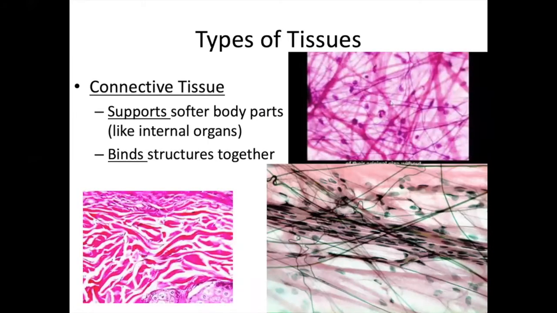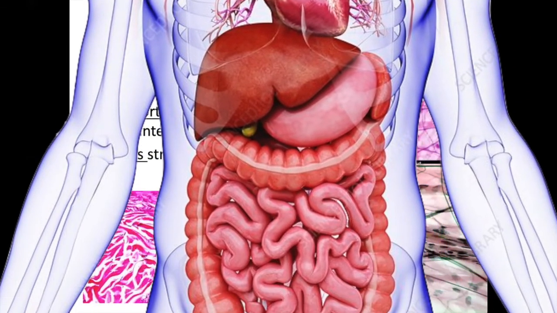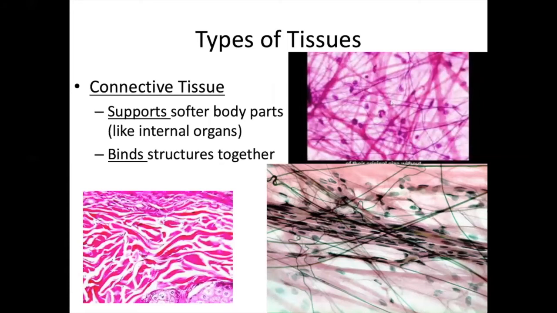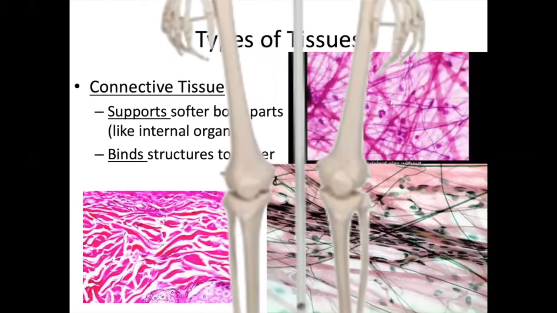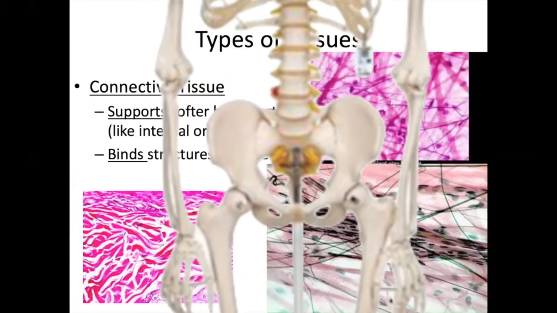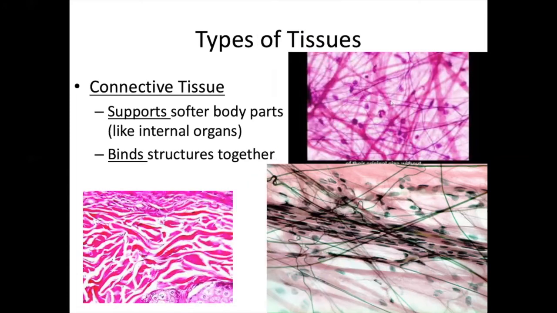Connective tissue. This is going to form support structures. This will support softer body parts like your internal organs, holding things in place. And it's going to bind structures together. So by binding, I mean like your skeleton, your bones are held together by connective tissue called ligaments. They look like strings, ropes, fibers. That's a form of connective tissue.